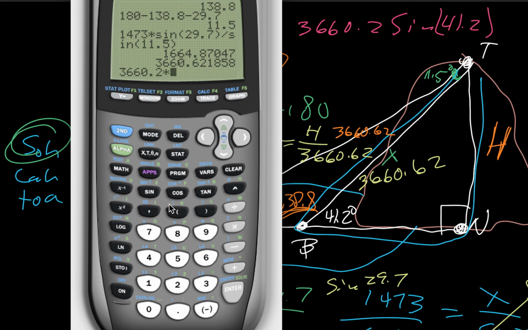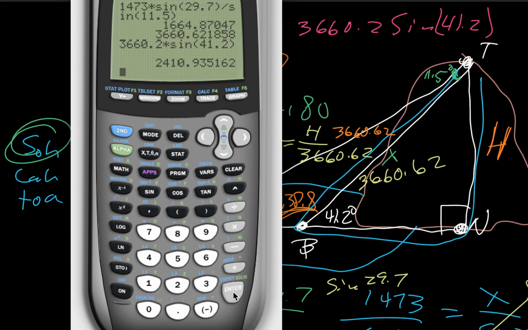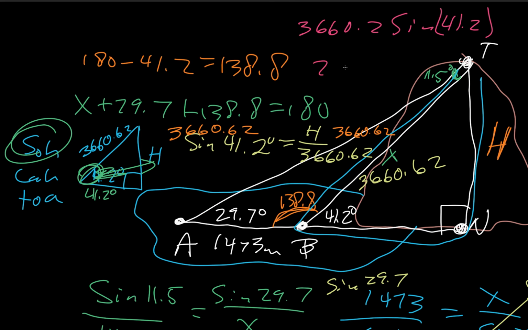Go to our calculator. 3660.62 times sine 41.2. And then we end with 2410. And that was in meters. So the height of the mountain is 2,410 meters, or 2.4 kilometers.